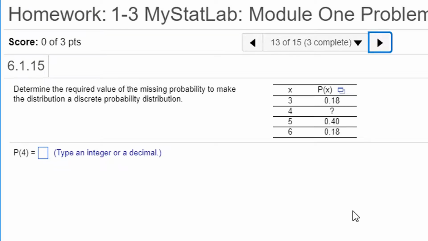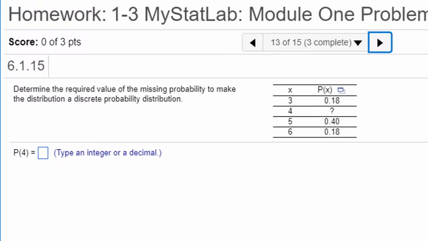Okay, here we have a probability distribution, a discrete probability distribution, and it's missing a value. So we want to determine the required value to make this a legitimate probability distribution. Okay, well, this is pretty easy to do. It's really what number you need to add up to one.